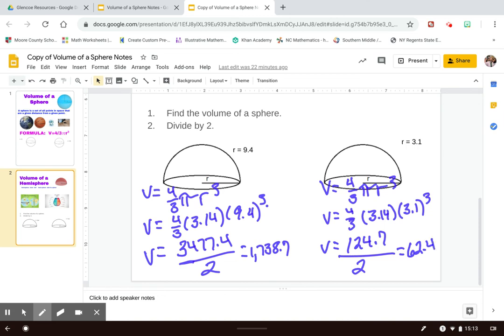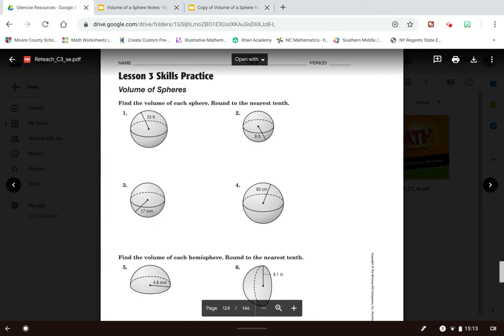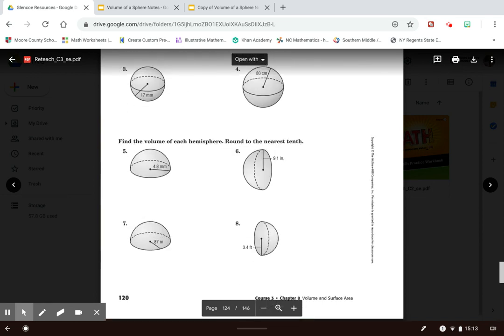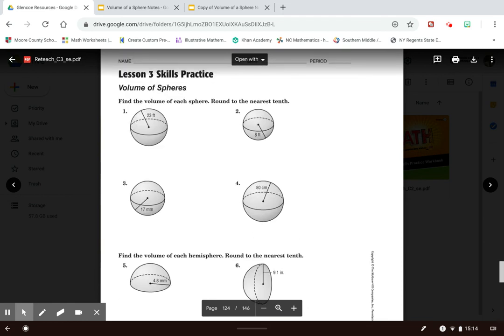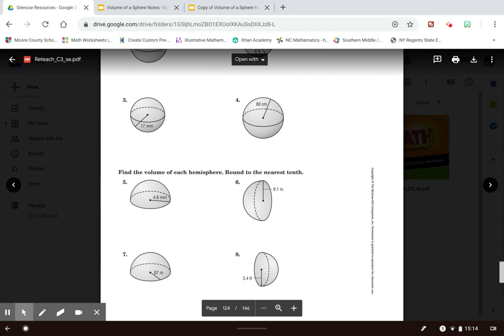All right everybody, that's all there is today to spheres and hemispheres. What I have for you to do today is this assignment called Volume of Spheres. The first four are going to be spheres, and the next four are hemispheres. All of them have radiuses, so you don't have to worry about dividing the diameter by 2 to find your radius. Just plug the number into the formula and find your answer.